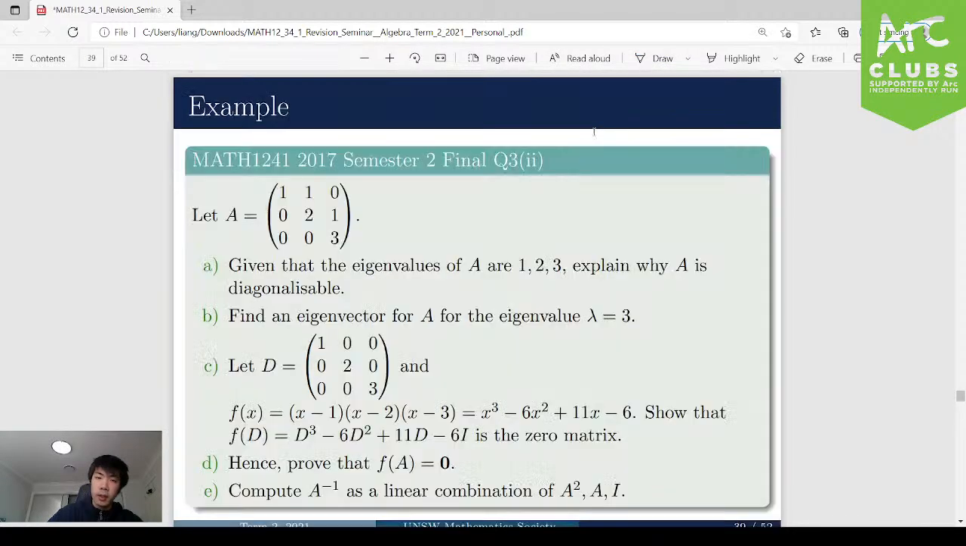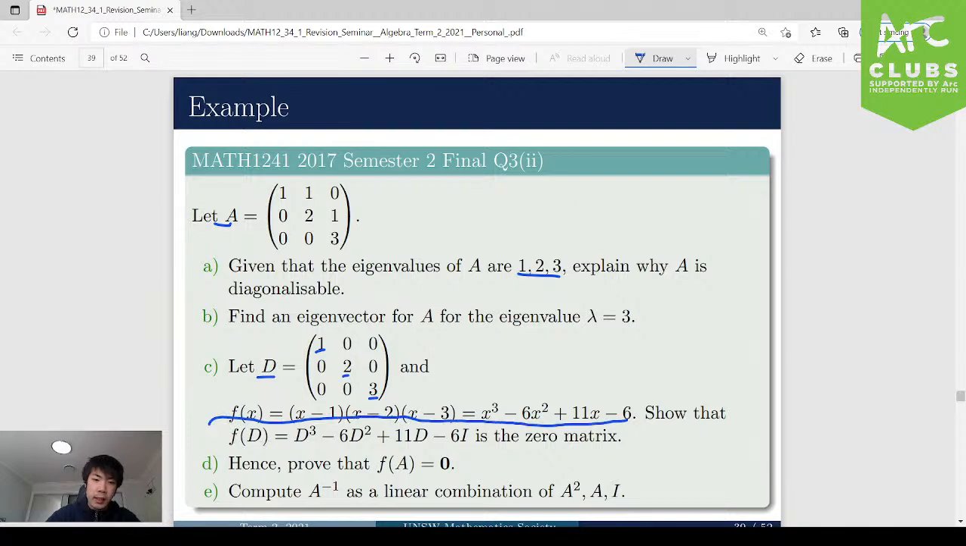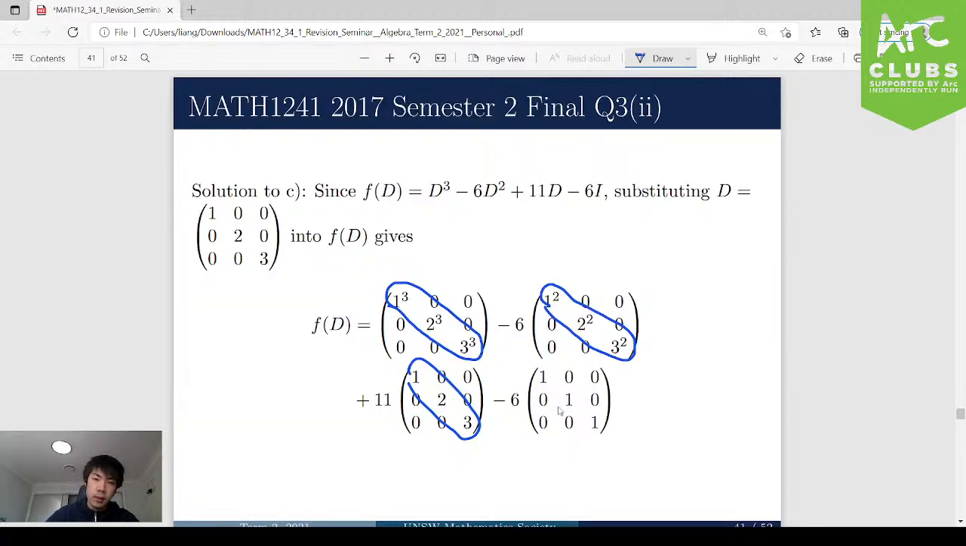Part C then asks you, let D be this diagonal matrix here. If you realize, this is exactly the diagonal matrix for A; 1, 2, 3 are its eigenvalues. And f(x) equals this particular polynomial here. Show that f(D) gives you the zero matrix. Now this is where we can make use of the fact that for diagonal matrices, if you raise it to a power, you get just its diagonal entries raised to the same power. Okay, and this makes it much easier to evaluate.